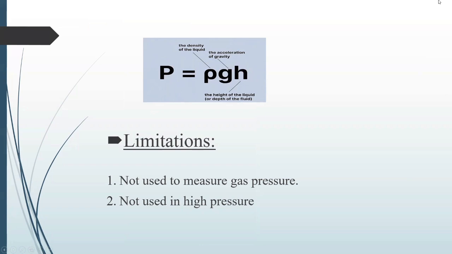Piezometer का कुछ limitations है. That is, the piezometer is not used to measure the gas pressure. हम piezometer यूज करके गैस का प्रेशर मेजर नहीं कर सकते. दूसरा लिमिटेशन है, that is not used in high pressure. मीन्स हम हाई प्रेशर मेजर करने के लिए piezometer को यूज नहीं कर सकते. So these are the two limitations of the piezometer.